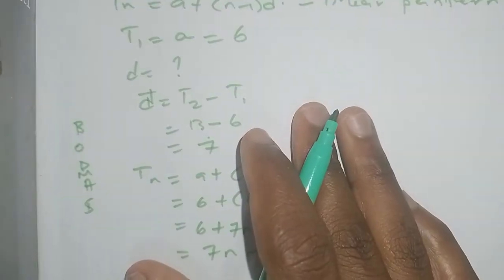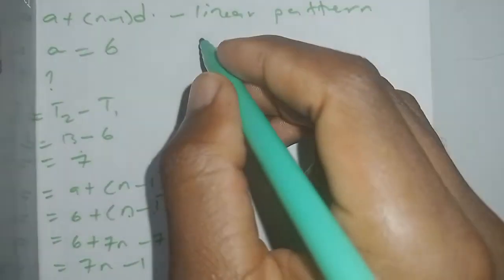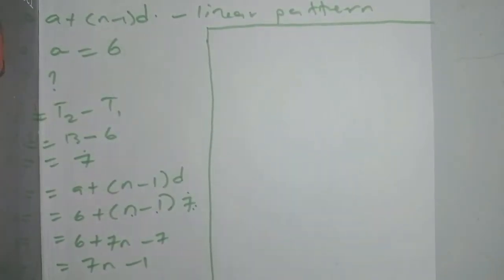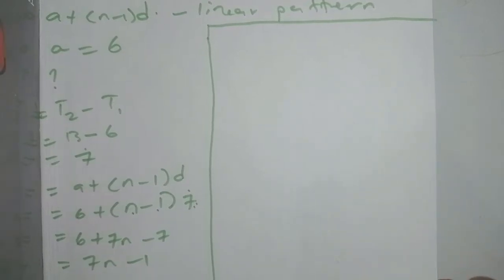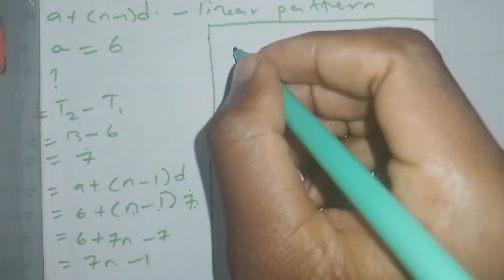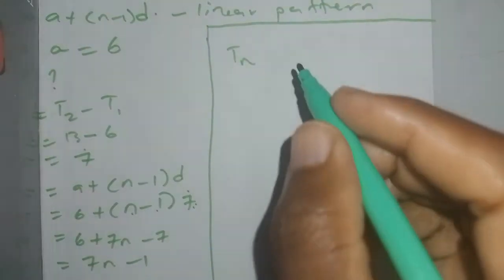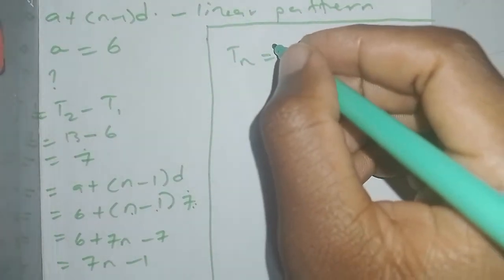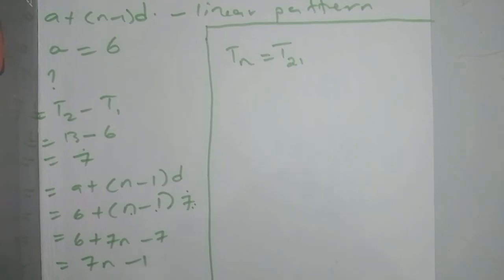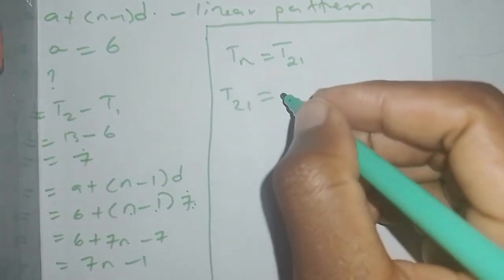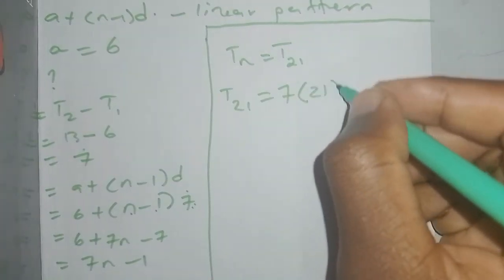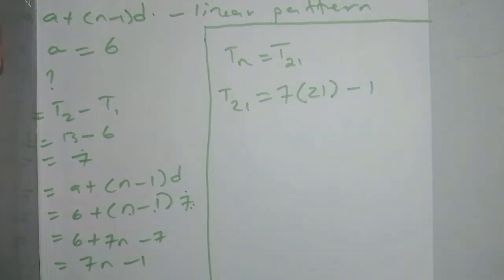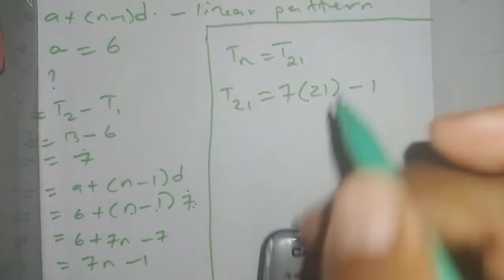The second question says I must calculate the 21st term in the sequence. I'm given the position. I'm given Tn, right? What am I supposed to calculate? The position, it is T21, right? I'm gonna have T21 equals 7 into 21 subtract, what am I subtracting? I'm subtracting 1. I'm given the position, which is position 21.